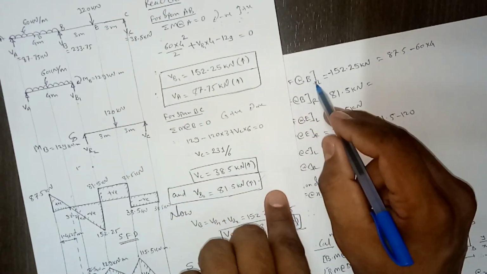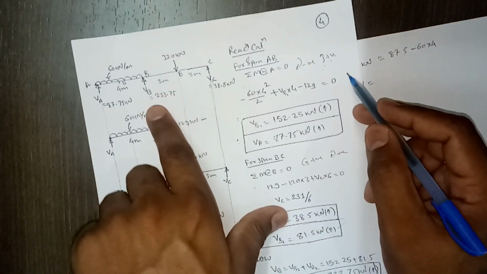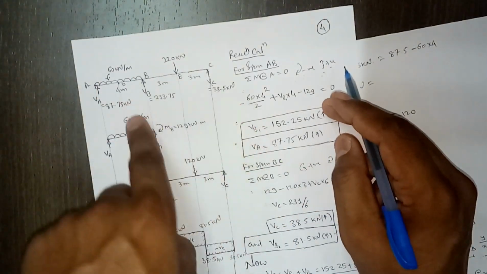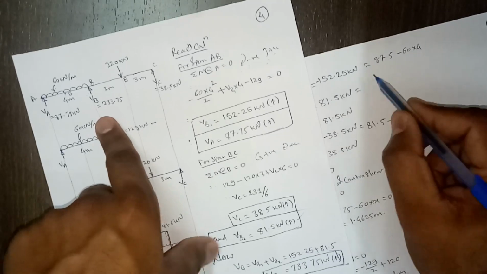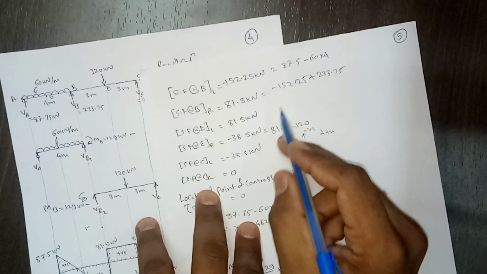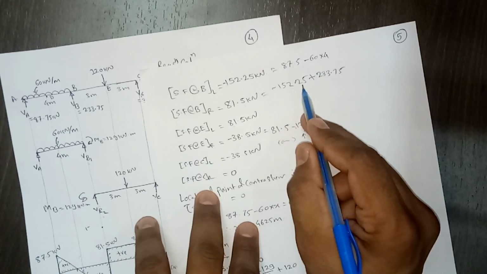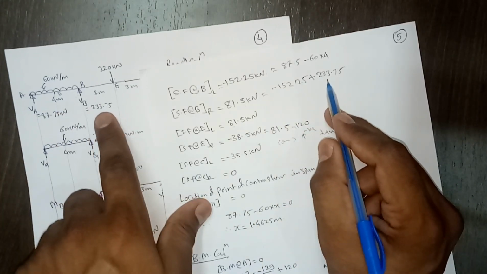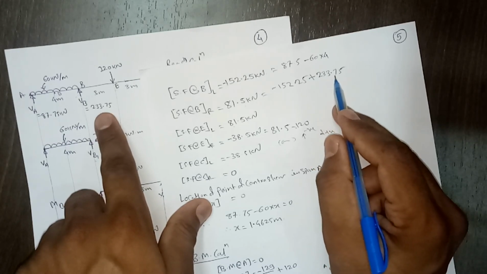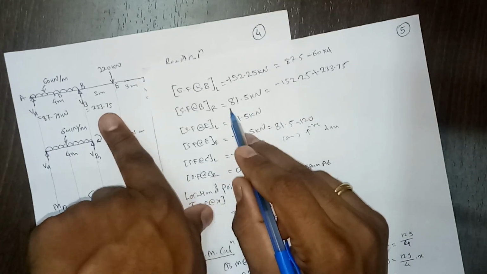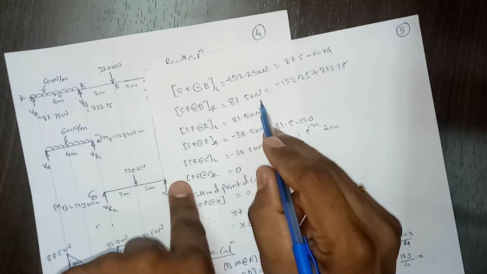Now the shear force at B point, how can we calculate this? Whatever shear force we have on the left hand side, we should add this vertical force, and as we are going left to right, upward we consider positive. So whatever value we have, 152.25 plus this vertical force at B point, that is 233.75. If you do this, you will get 81.5 kilonewton as the answer.